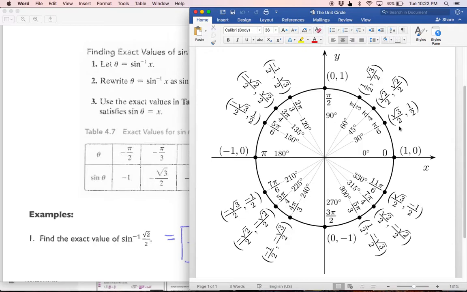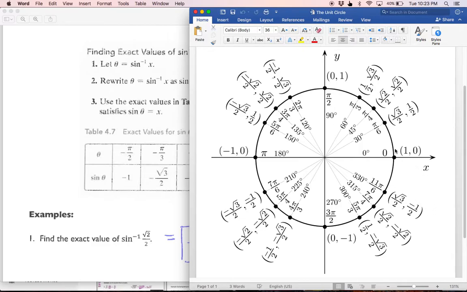At pi 6, I have positive 1/2. And at negative pi 6 or 11 pi 6, I have negative 1/2. Okay? So that is why with sine, we're going from negative pi halves up to positive pi halves. You only get to choose from quadrants 1 and 4 when you're doing the inverses. You're never even going to look at 2 or 3. Those will never be the answers.